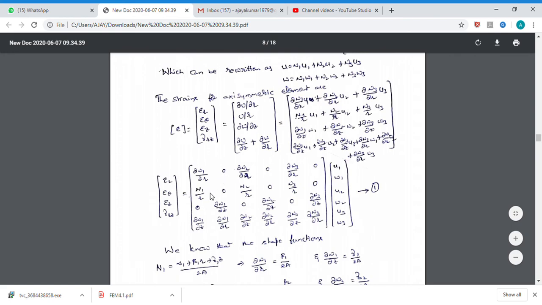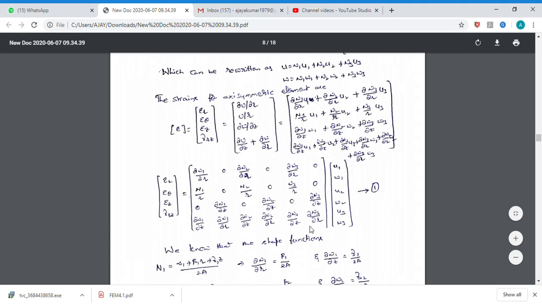Like that I wrote the entire equation: n1 by r 0, n2 by r 0, n3 by r 0. Next row: 0 dou n1 by dou z, 0 dou n2 by dou z, 0 dou n3 by dou z. Last row: dou n1 by dou z, dou n1 by dou r, dou n2 by dou z, dou n2 by dou r, dou n3 by dou z, dou n3 by dou r, and so on. Okay, we got this particular relation.